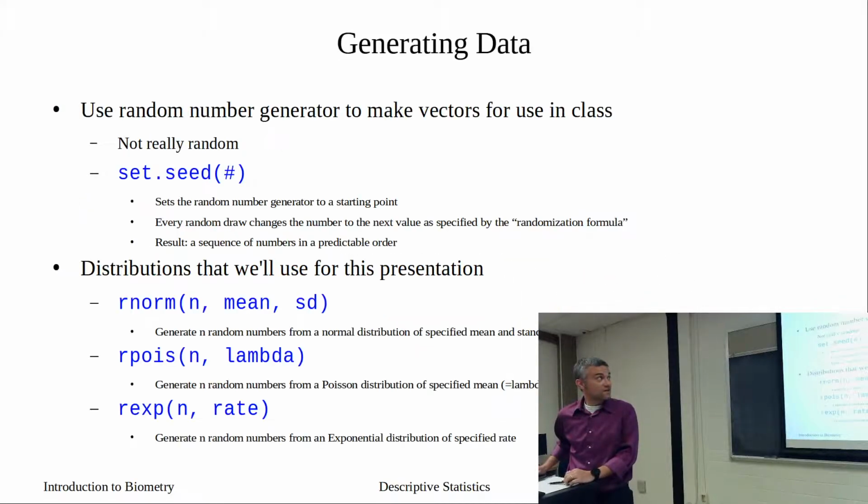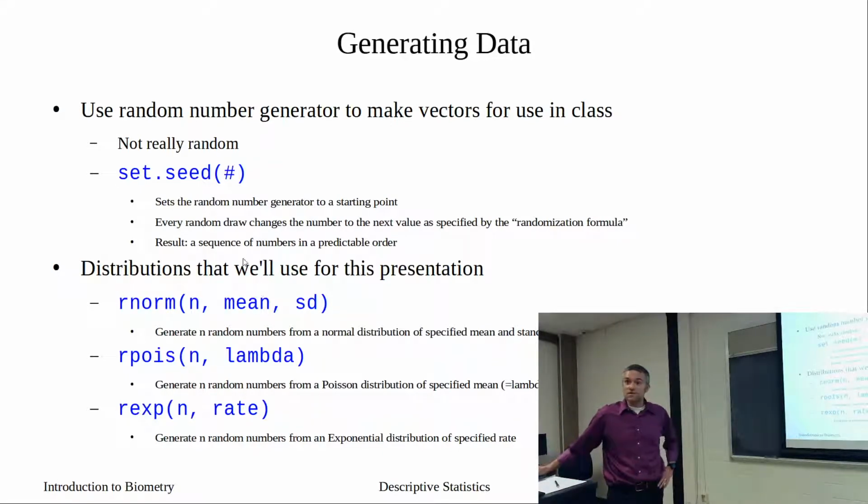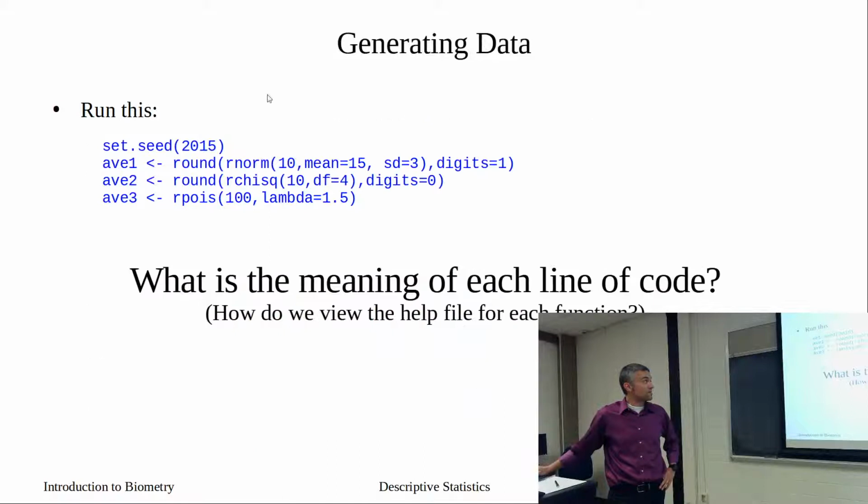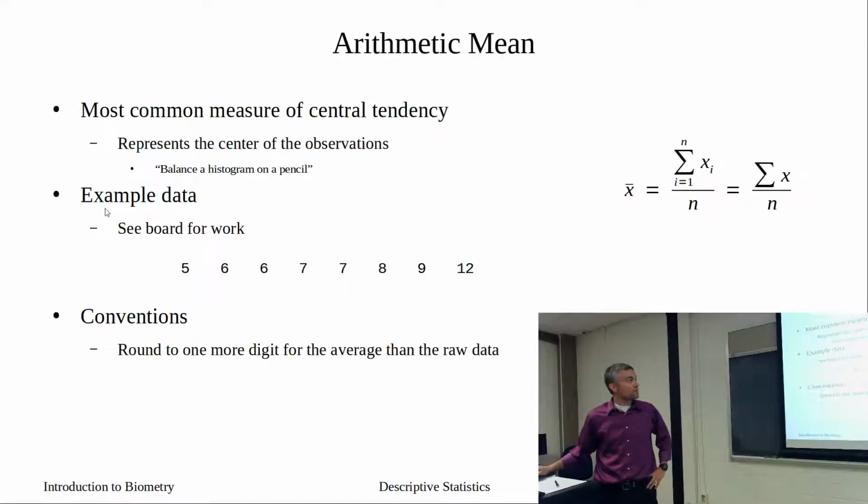All right, so describing data. We're talking about means, variances, and so forth. We generated our data, so remember, if you saved it and closed it, it's very easy to open up and run that chunk again. We have AV1, AV2, and AV3 to work with. So we started with the arithmetic mean.